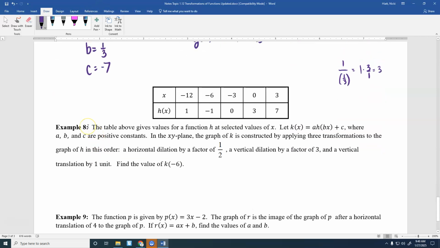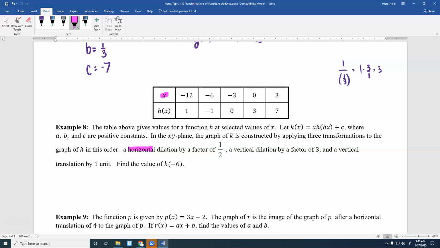Okay, we just got a couple more. Number 8 gives us a table, and it says the table gives the values for a function h at selected values of x. Let k of x equal a times h of bx plus c, where a, b, and c are positive constants in the xy plane. The graph of k is constructed by applying 3 transformations to h in this order: a horizontal dilation by a factor of 1/2, a vertical dilation by a factor of 3, and a vertical translation by a factor of 1. So again, anything horizontal is going to affect your x coordinate.